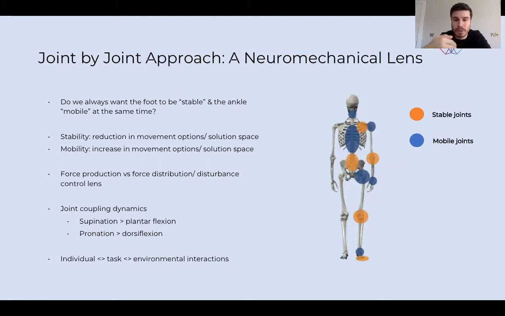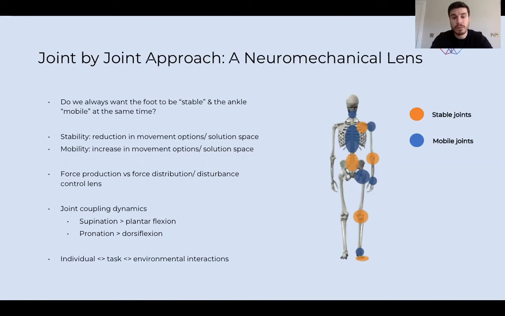So do we always need the foot to be stable and the ankle to be mobile at the same time? Because that's really what this approach lays out, that we have this distribution of stability and mobility across the body, across all the segments, and the thought is that this distribution helps the body deal with forces, both external forces and internal forces.